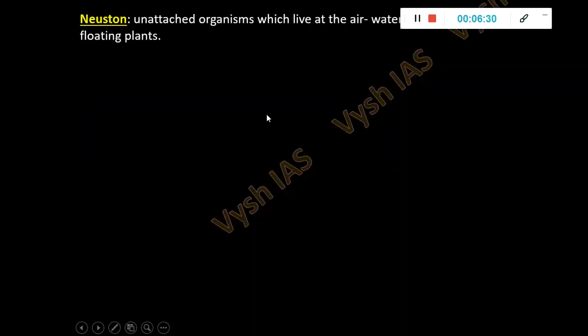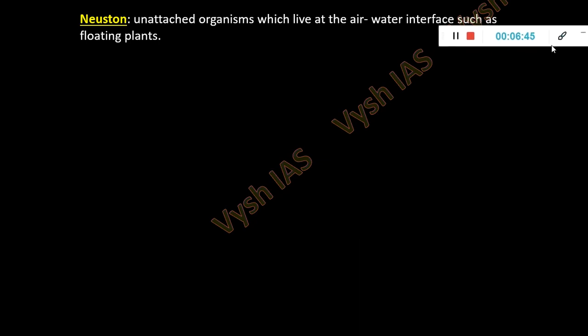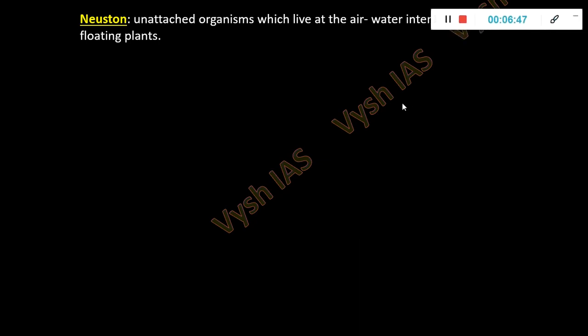So Neuston is what? It is unattached organisms which live at the air-water interface, such as floating plants. It is floating at the air-water interface and is unattached to anything, so it will not have control of itself. It will go here and there based on what the current or tide carries.